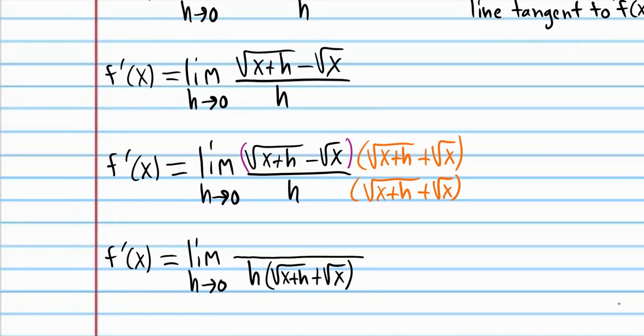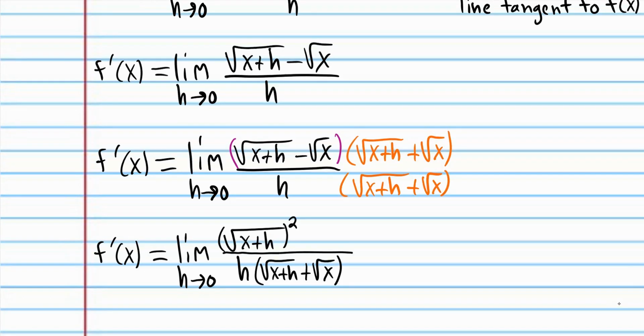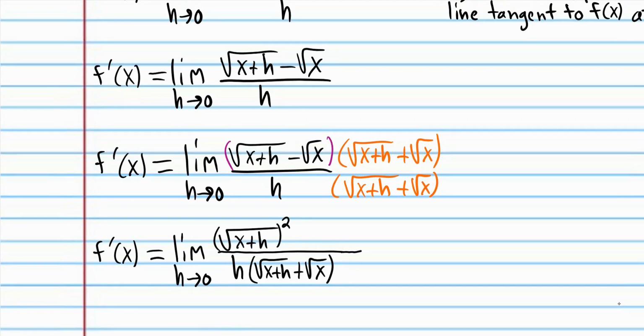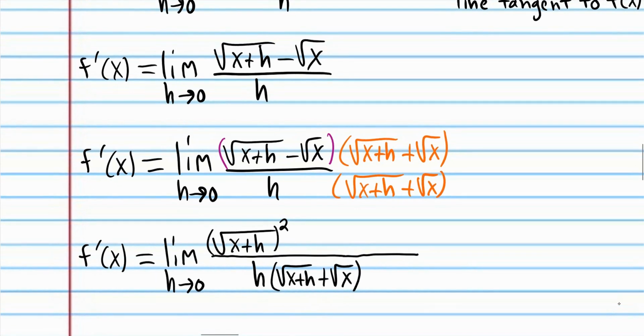Now we're going to use FOIL in the numerator. We have to use FOIL. So root x plus h times root x plus h is root x plus h squared, and you can jump forward with this. You don't have to listen to every single step of this. If you feel comfortable with the algebra, then you can just jump forward. But I'm just going to show students the algebra.